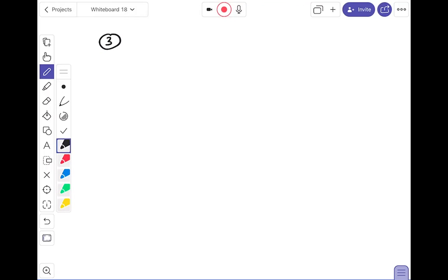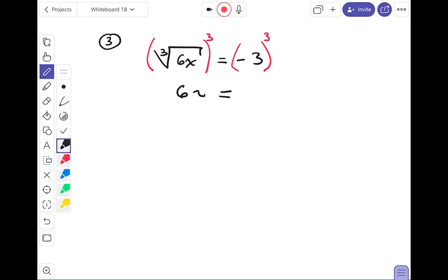And number 3, it's a cube root problem. It's still a radical, though. And it's the cube root of 6x equals minus 3. Well, again, first step, isolate the radical. It is isolated. What's my next step? Raise both sides of the equation to the index. And what's the index? It's 3. So what do you get? Well, something pretty simple. You get 6x on the left side, and minus 3 cubed is minus 27.